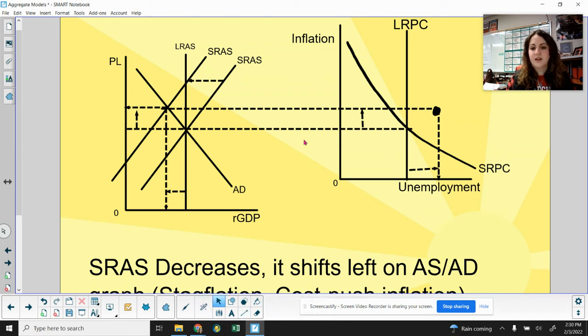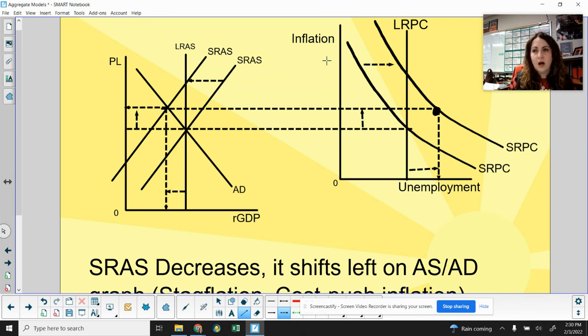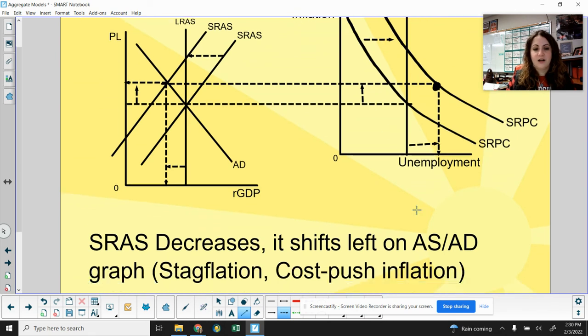Well, it's because a leftward shift of aggregate supply actually creates a rightwards shift of the short run Phillips curve. While right typically means more, great, here it's more inflation, more unemployment. That's bad. So a rightward shift of the Phillips curve is not a good shift at all because you have higher prices and higher unemployment. And so this is what it looks like to have cost push inflation. There's the inflation right here, and it's rising, with higher unemployment.